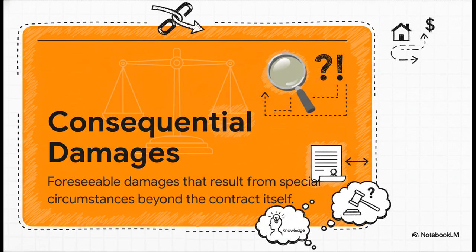Okay, next up, consequential damages. Now, these are a little different. They cover the indirect losses that happened because of the breach. But here's the absolute key. The party who broke the contract had to know, or at least have a good reason to know, about these special circumstances when they made the deal. If they didn't, they're not on the hook for them.